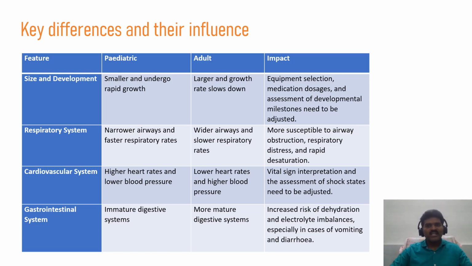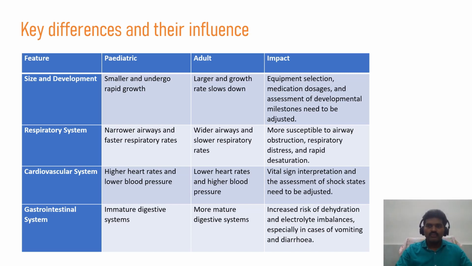Neurological system: there's ongoing brain development and they cannot easily compensate for neurological changes. Adults' brain development is complete and they can compensate over a wide variation of physiological changes. So in responses to traumatic brain injuries and seizures, children are more susceptible because of their ongoing development and less neurological compensation capacity.